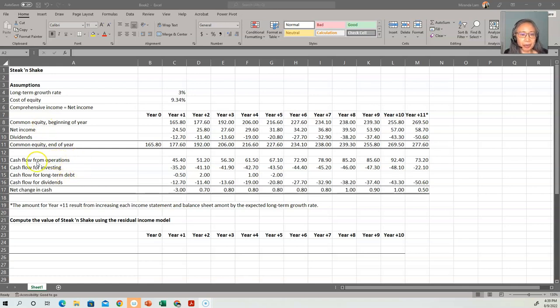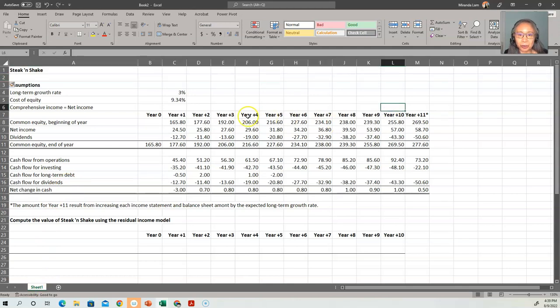We also have a very simplified statement of cash flow. We have cash flow from operations, cash flow for investing, and for financing, which includes debt. And again, as far as equity is concerned, the only cash flow involved is dividends.